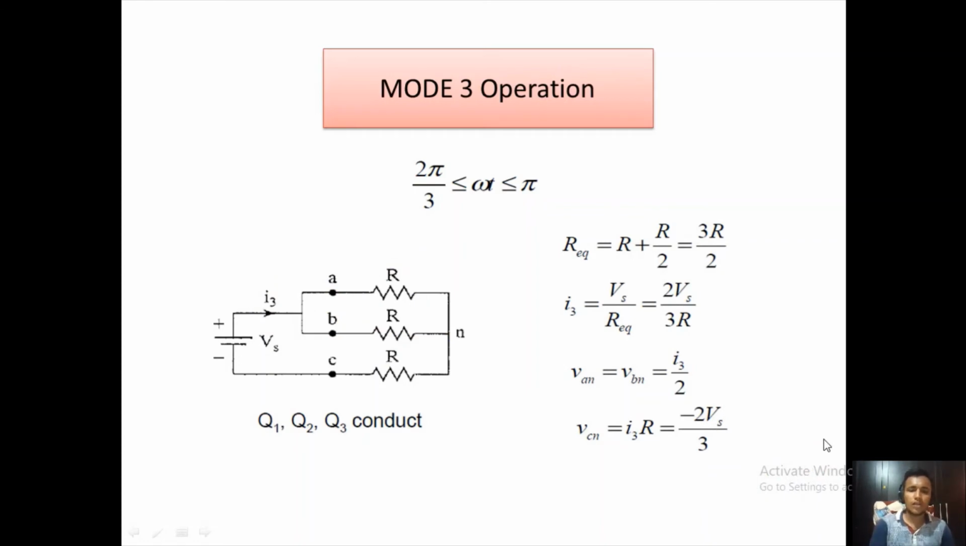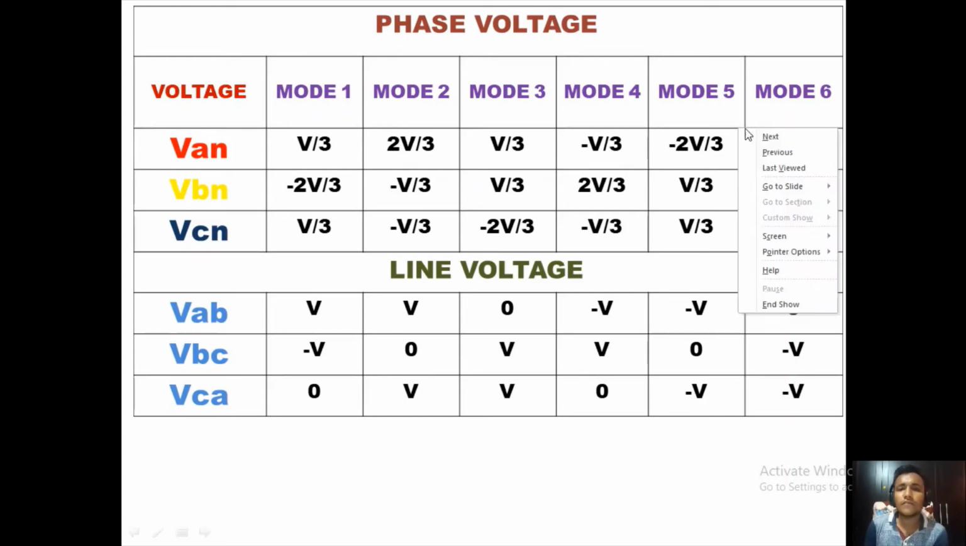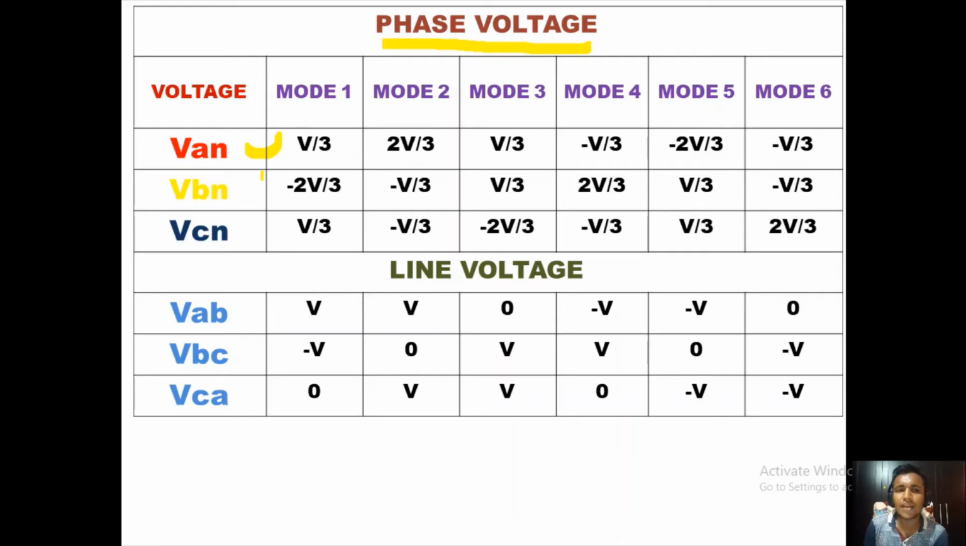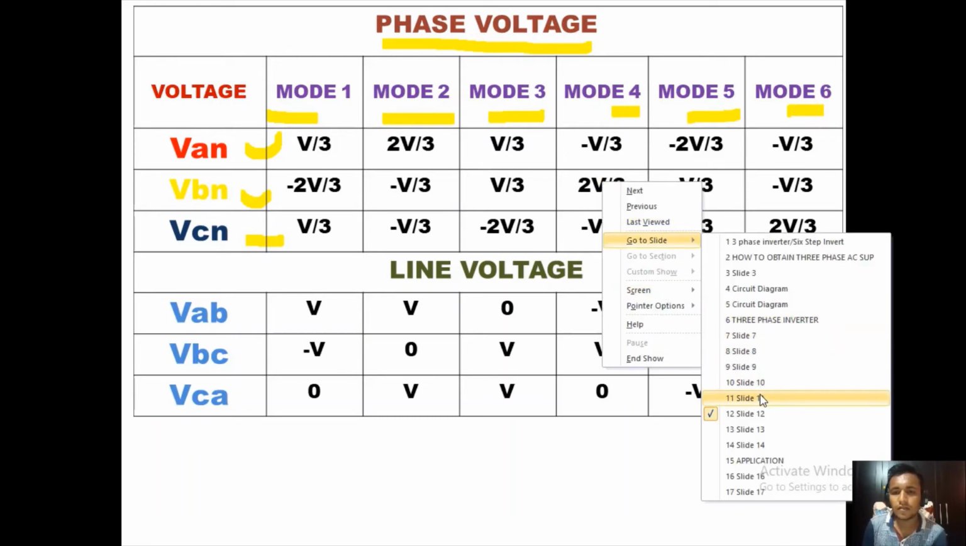Now in this mode 1, 2 and 3, similarly the pattern is repeated for mode 4, 5 and 6. Here we have only drawn the graph tables. In the tables we have mentioned all the modes, and you can see we mention the phase voltages an, bn and cn in every mode: mode 1, mode 2, mode 3, mode 4, mode 5 and mode 6.